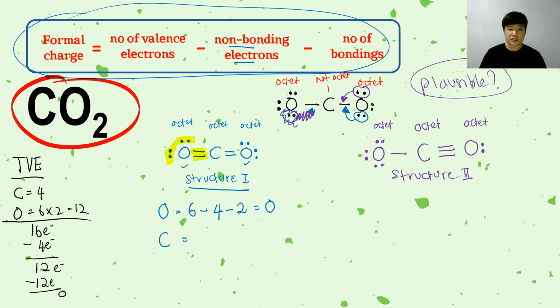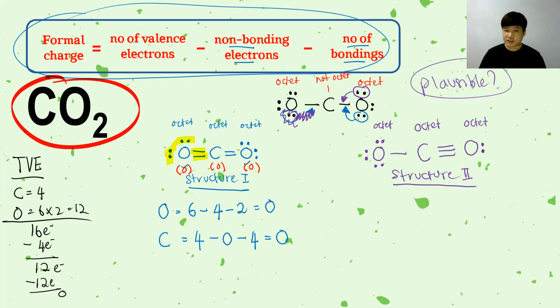Your carbon in your structure 1 will be valence electron 4 minus non-bonding electron 0, because there is no lone pair around this carbon, minus number of bonding. So the number of bonding around carbon is 4. I have 4 bonds over here, minus 4. 4 minus 0 minus 4, 0. So the formal charge assigned to each atom in this structure, oxygen is 0, carbon is 0, this oxygen also 0. Okay, that is the formal charge.